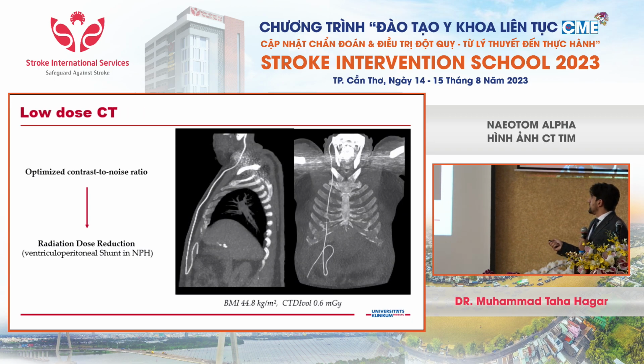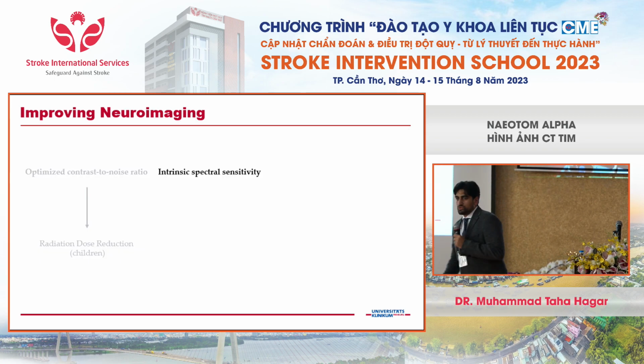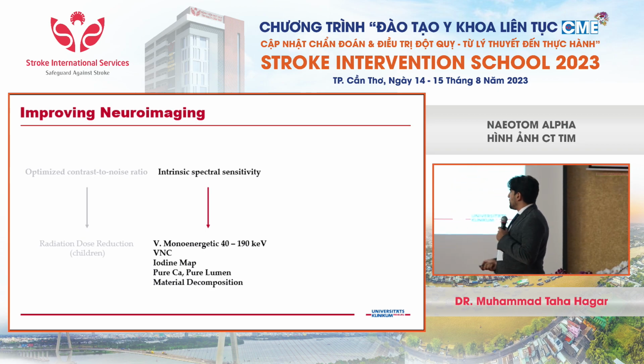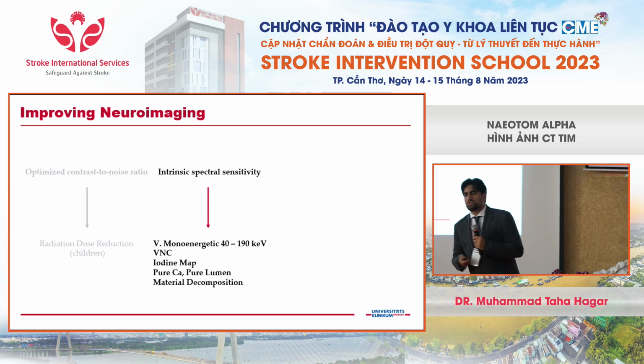Or another where we have a very obese patient with normal pressure hydrocephalus, and we had to control his ventriculoperitoneal shunt, and we do it with very low radiation dose. The other, as we talked before, the intrinsic spectral sensitivity, allowing us to perform monoenergetic images, virtual non-contrast images, iodine maps, pure calcium, pure lumen, or material decomposition.